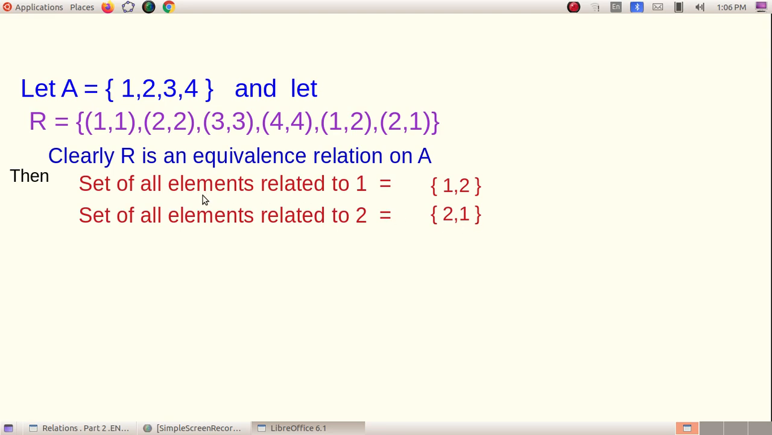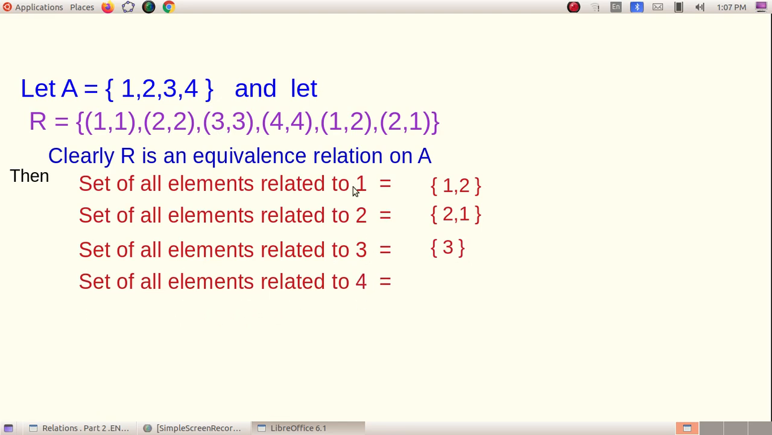Then the set of all elements related to 3: only 3 is related to 3 itself. Therefore, the set of elements related to 3 is the set {3}. And the last one, the set of all elements related to 4: that is again 4 related to 4. Therefore, the set of all elements related to 4 is the set {4}. Listen. The set of all elements related to 1 is {1, 2}. The set of all elements related to 2 is {2, 1}.